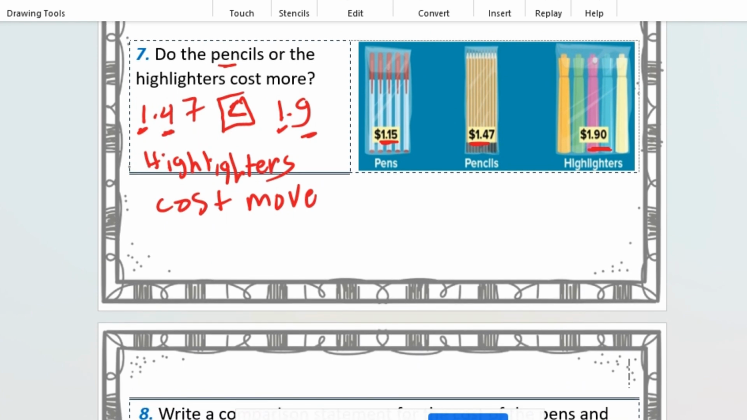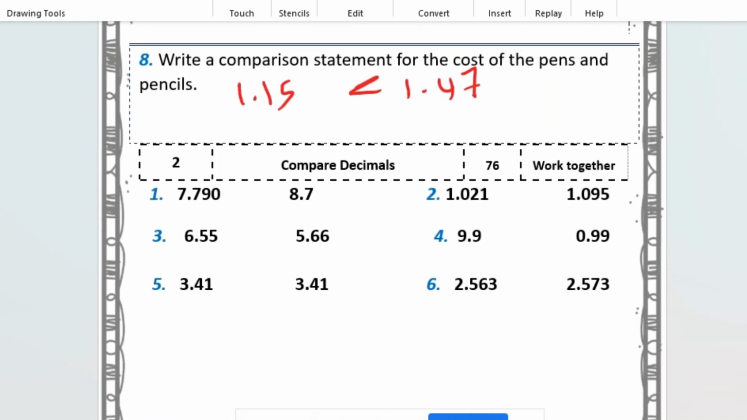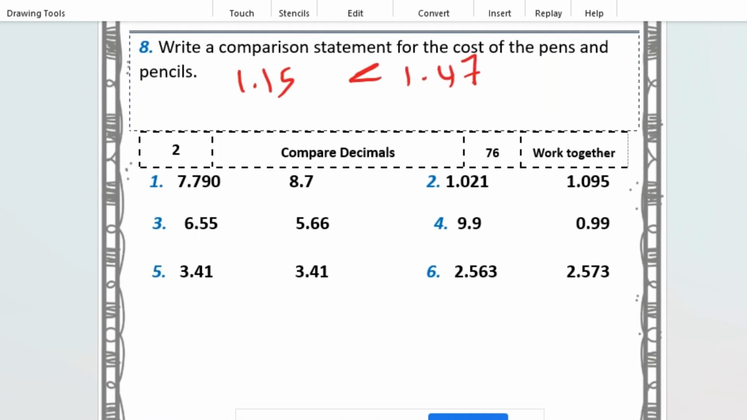Okay, let's move on. Here it says compare the decimals. We have here a number of comparison statements. Let's see here.